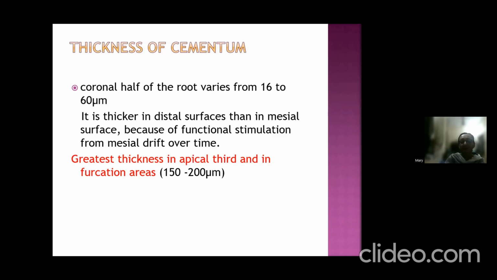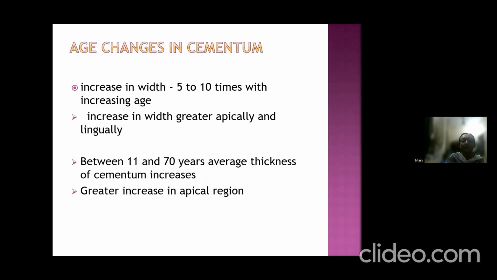So coming to the age changes in the cementum, how does cemental deposition vary with increasing age? There is a 5 to 10 times increase in width with age. It is greater at the apex and the lingual portion. In the age group between 11 and 70 years, the average thickness of cementum increases in the apical region.